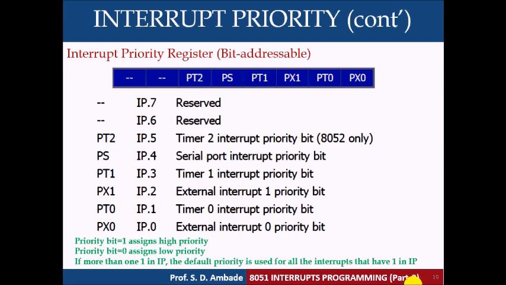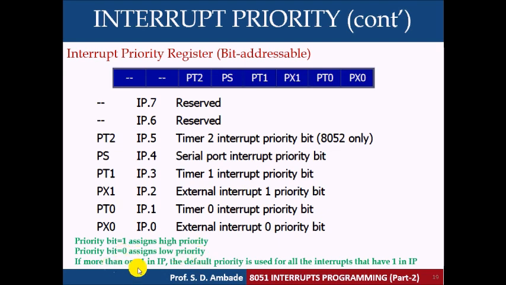For example, we want to make timer 0 the highest priority interrupt. For that, we have to place 1 in PT0 here. The rest of the bits should be 0 0 0. Then our timer 0 interrupt will get the highest priority. See here, priority bit equal to 1 will assign the highest priority. Priority bit 0 assigns the lower priority.